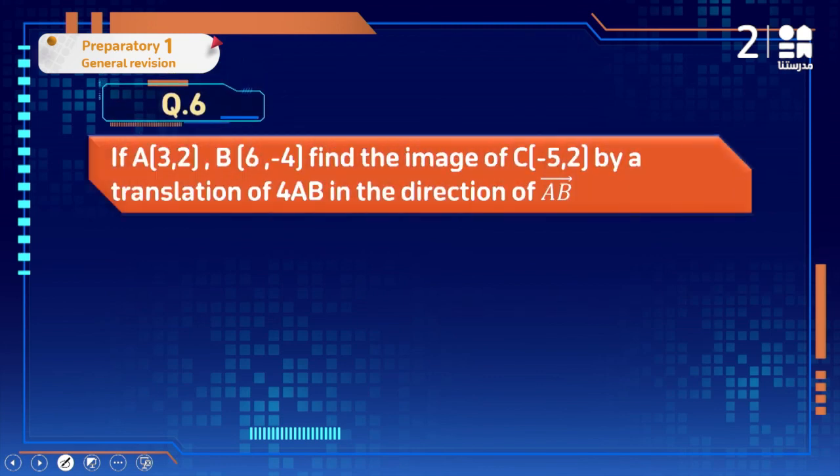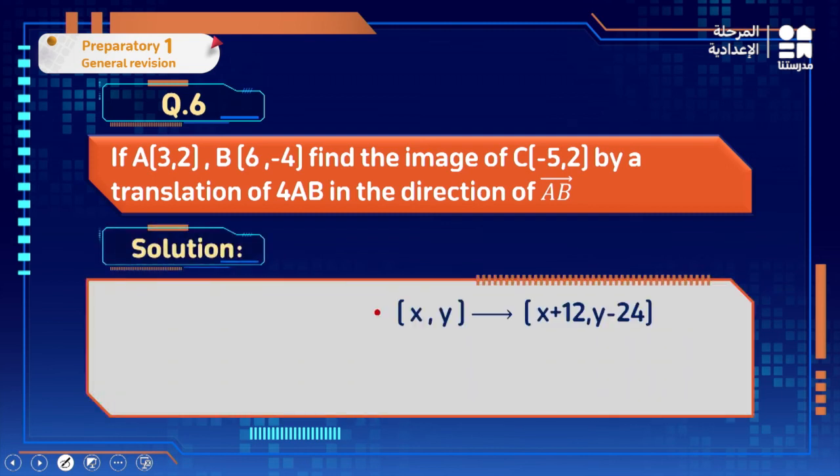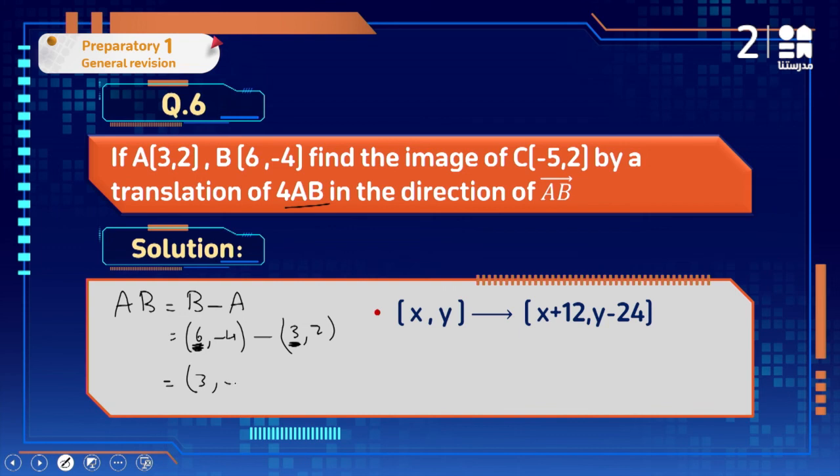Next, question 6. If A is (3, 2) and B is (6, negative 4), find the image of C (negative 5, 2) by a translation of 4AB. How can we find it? First of all, AB. That means we need to get B minus A, the end minus the start point. B is (6, negative 4) and A is (3, 2). Subtract the x coordinates: 6 minus 3 is 3. And negative 4 minus 2 is negative 6.